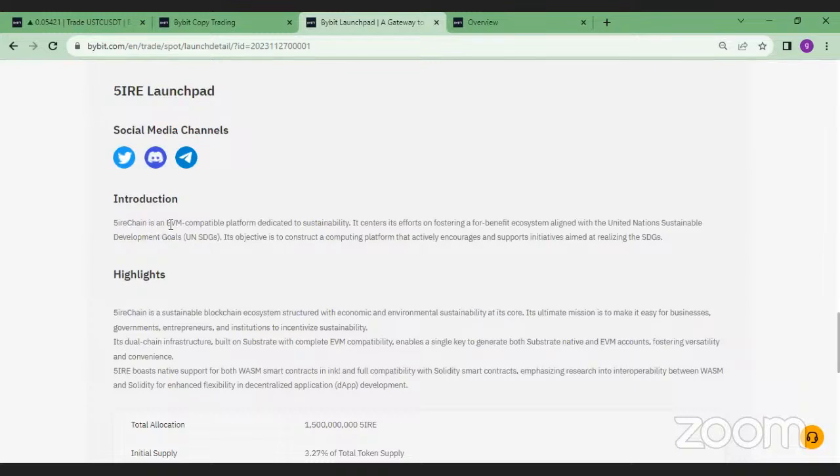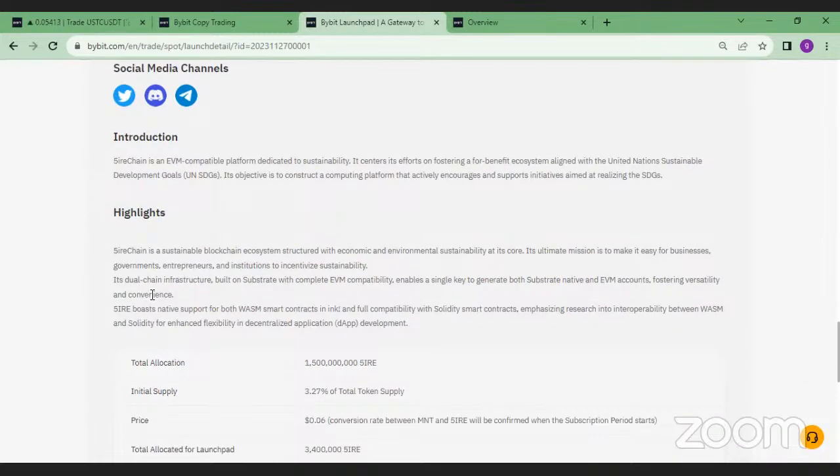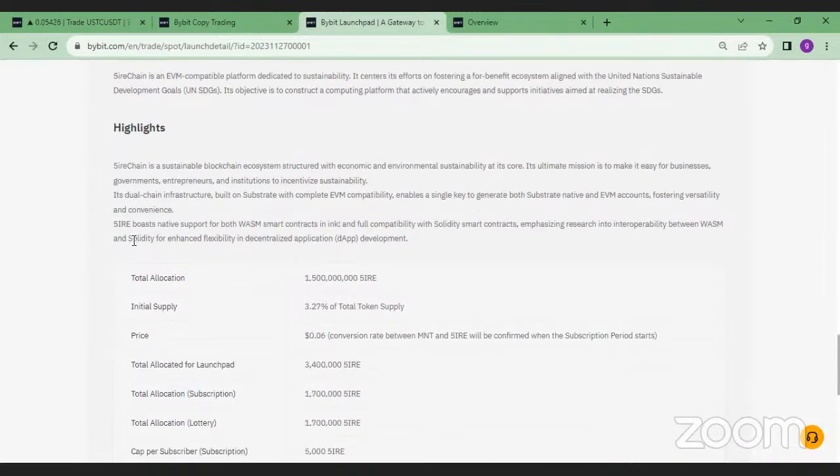The Fire Chain is an EVM compatible platform dedicated to sustainability. It centers its efforts on fostering a for-benefit ecosystem aligned with the United Nations Sustainable Development Goals. Its objective is to construct a computing platform that actively encourages support initiatives aimed at realizing the Sustainable Development Goals of the UN. So yeah, you can go ahead and read more about this.